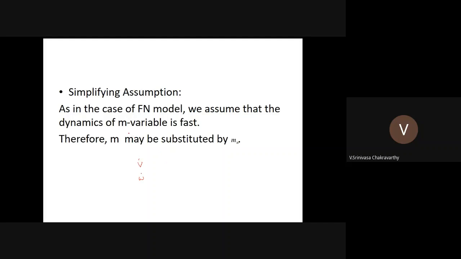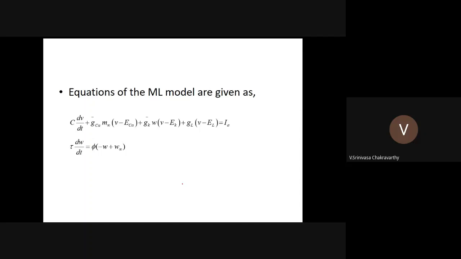Now there is also an M variable which, like in the case of the FN model, we assume is fast based on its tau time constant values. That is, the tau time constant is very small. So in this case, we just assume that M is always equal to M infinity, and thereby we replace the differential equation with a constant equation. So just like in the case of the Fitzhugh-Nagumo model, here also you have only two differential equations: one for voltage, and another for W, the second variable.